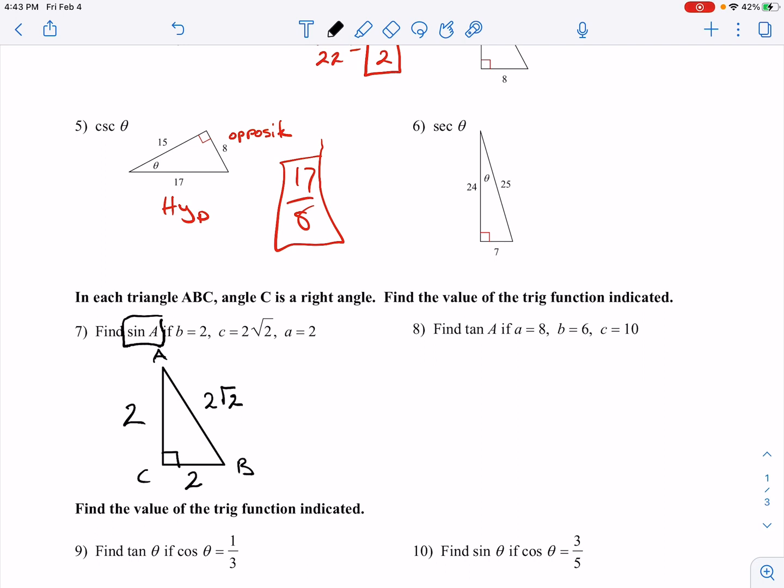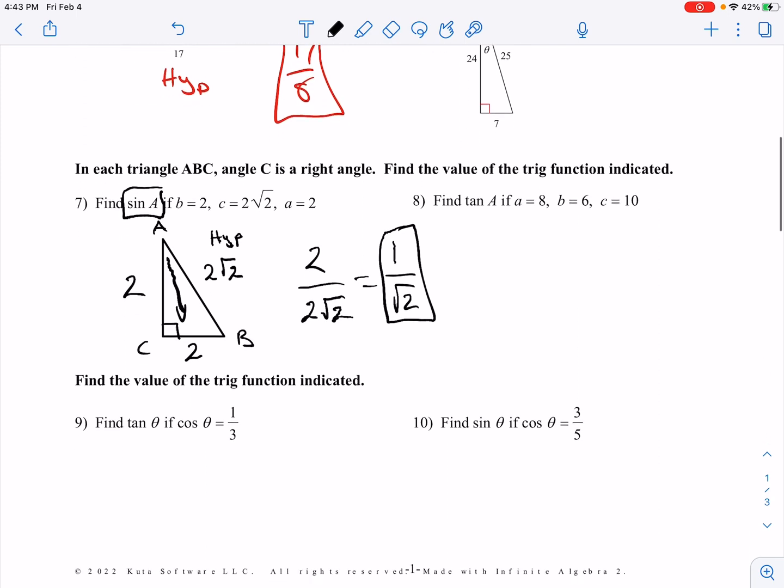Sine is opposite of A, which is 2, over the hypotenuse, which is 2√2. We can simplify because there's a 2 on top and bottom. That becomes 1 over √2. Simplify your fractions if you can. Draw your own triangle for number 8, 9, and 10.